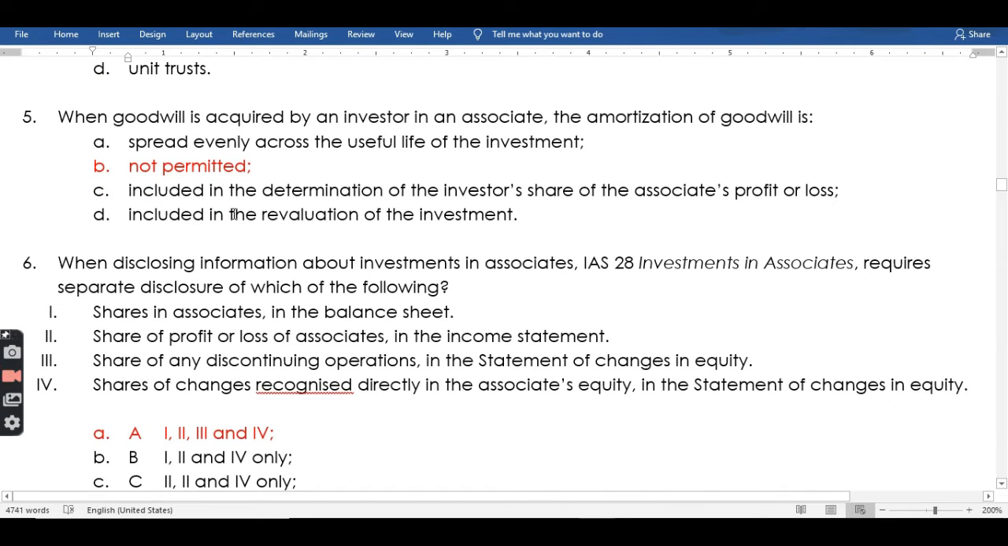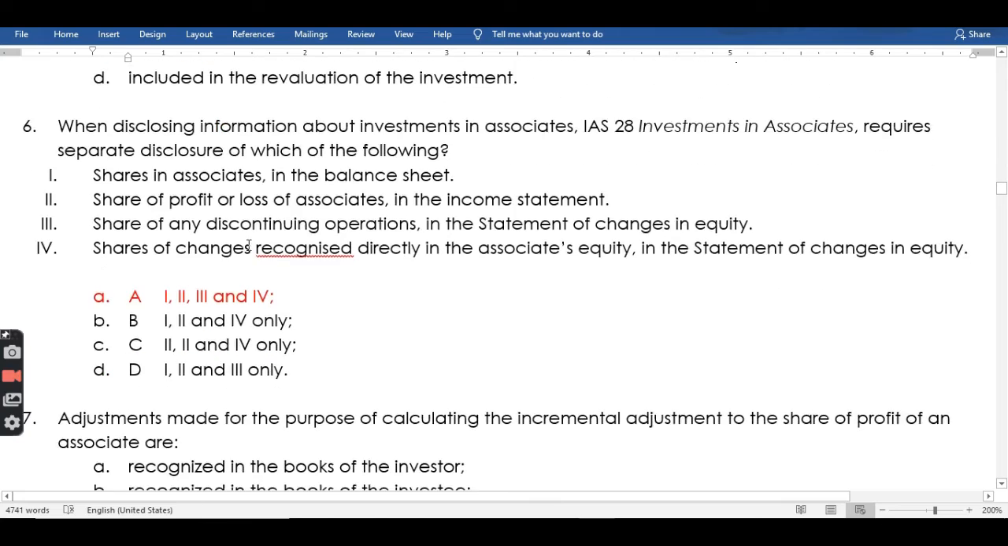Next, number 5. When goodwill is acquired by an investor on an associate, the amortization of goodwill is, ito, hindi naman na to bago sa atin. Of course, always remember that goodwill is an unidentifiable intangible asset that should never be amortized but rather be subjected only to impairment. So, hindi pwedeng ma-amortize ang goodwill. Okay? Not permitted yan. That is simply subjected to impairment. Okay, so yun ang sagot dyan, not permitted.